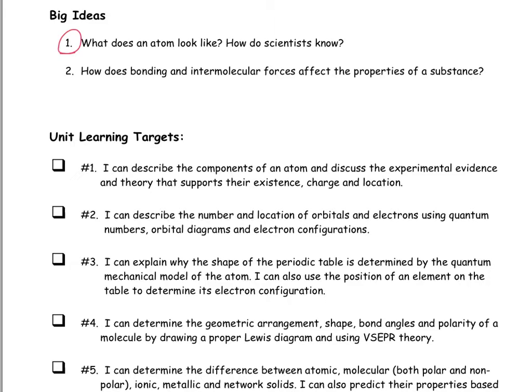So we'll start with learning target number one. By the end of this lesson, you should be able to describe the components of an atom and discuss the experimental evidence and theory that supports their existence, their charge, and their location.